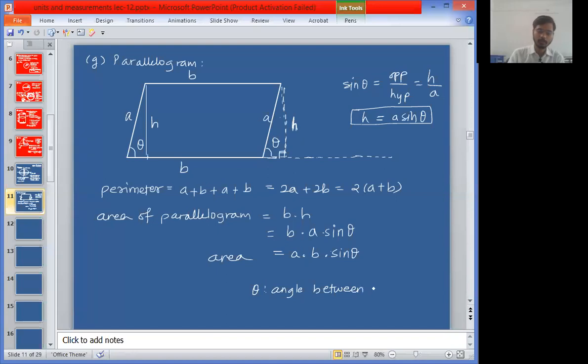Theta is angle between adjacent sides. A and b are the adjacent sides.